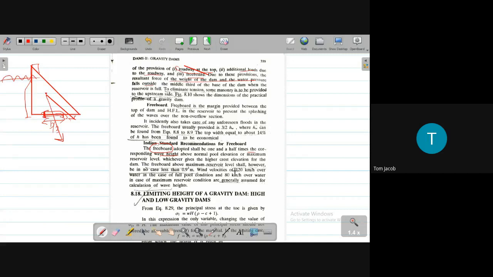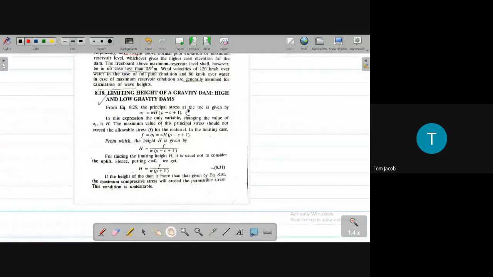Okay. Now, next is the limiting height of a gravity dam and high and low gravity dam. Limiting height is a particular concept. So what we are discussing here is the limiting height, meaning the maximum height according to this principal stress condition. Okay, the maximum height a dam can take according to this principal stress condition.